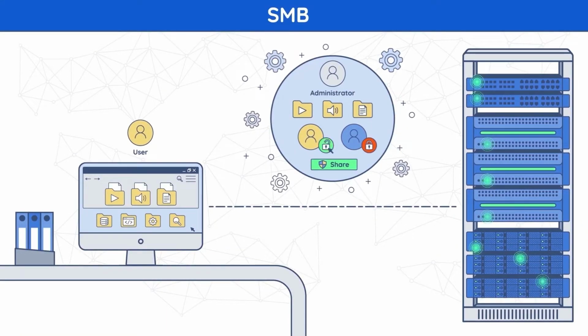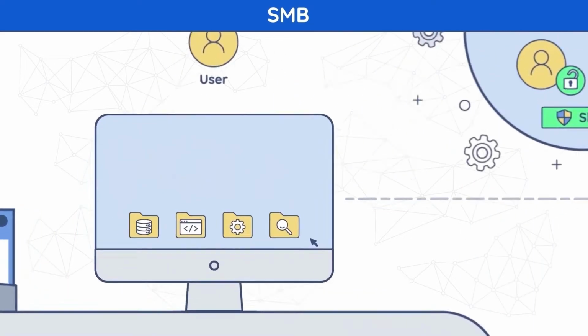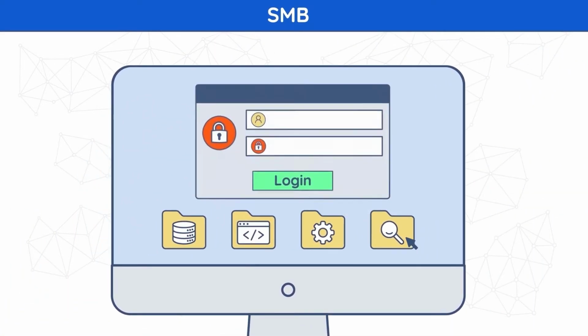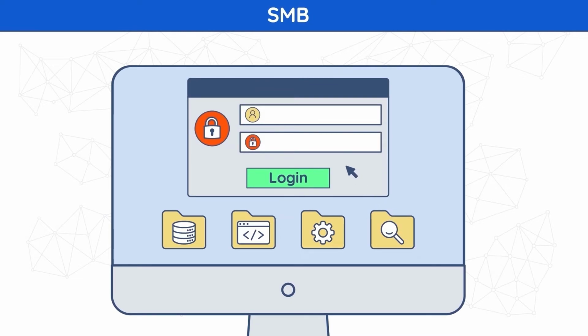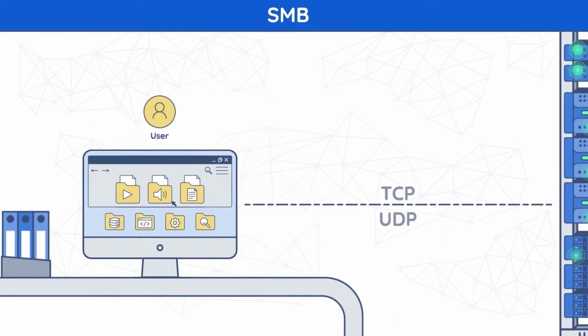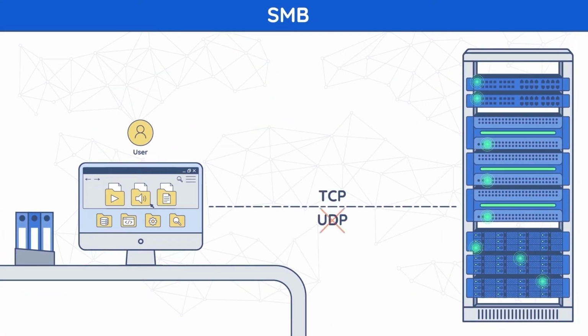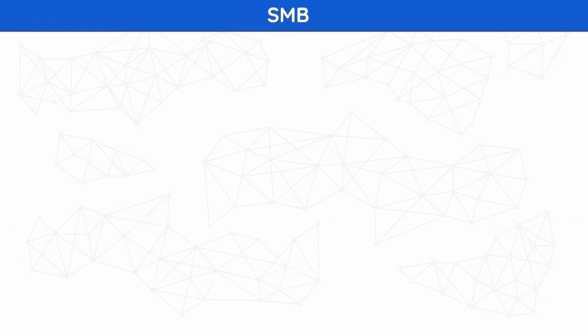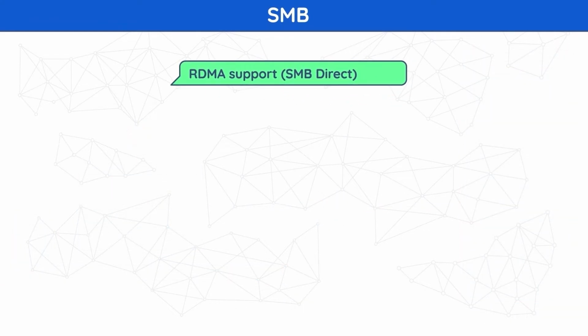With NFS, the server administrator determines the access policies to the files, while in SMB, there is also user-level authentication requiring a username and password to allow access to the server. And finally, SMB communicates only over the TCP protocol. The unique feature of SMB is RDMA support, which is called SMB Direct.